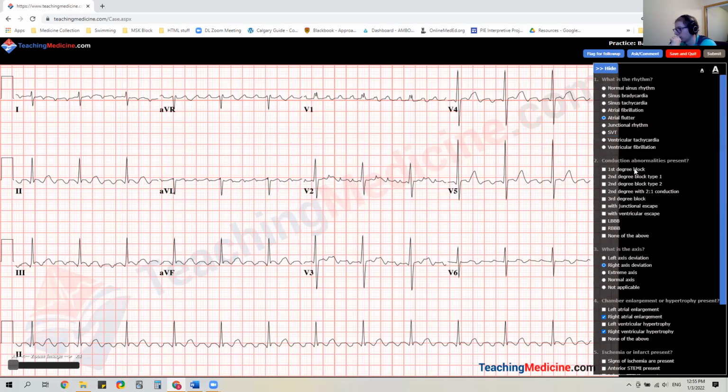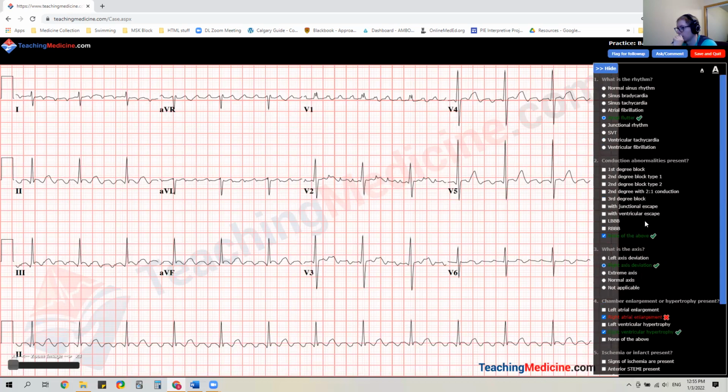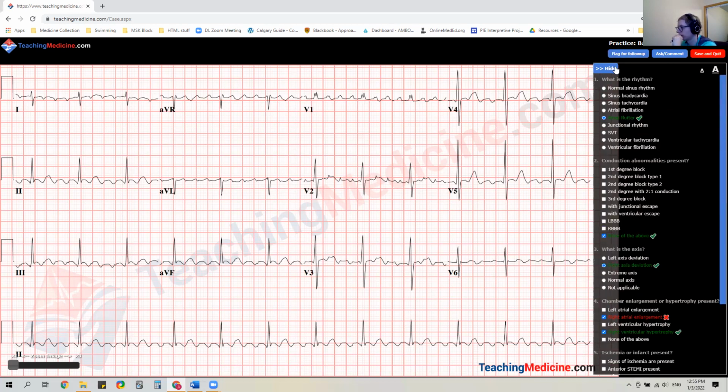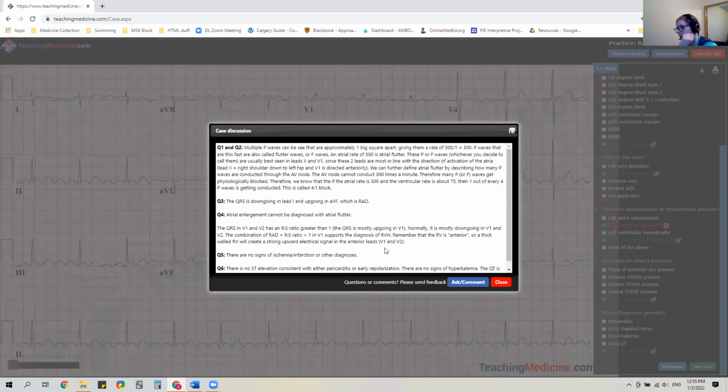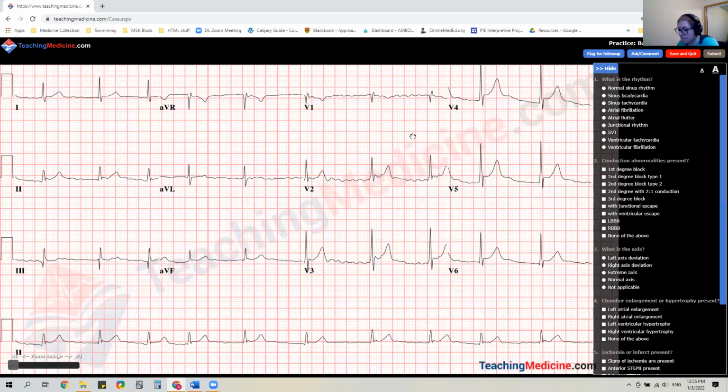And then none of the above. So rhythm, atrial flutter, none, right, let's have a look. Okay, so no right atrial enlargement, that wasn't right, but the rest is right. Have a look. Oh, you can't diagnose atrial enlargement with atrial flutter. Oh, okay, so couldn't diagnose that. You can't diagnose it in atrial flutter. So good to know. We're on to number 4.